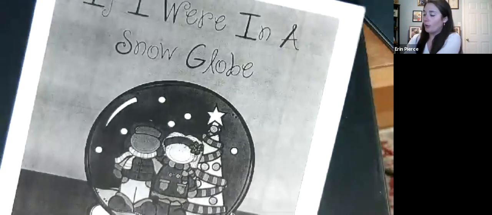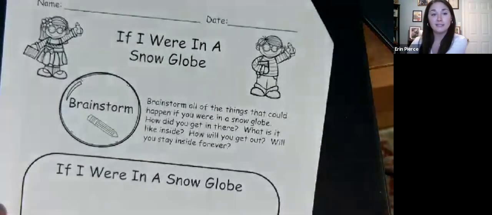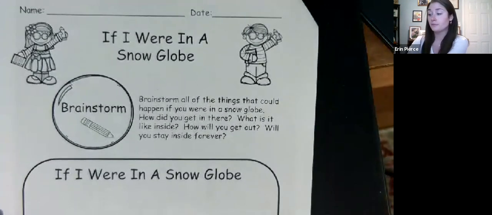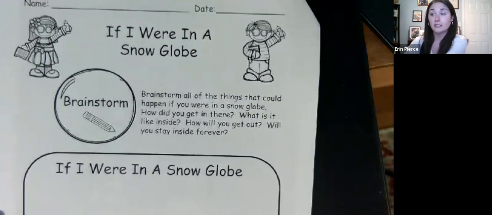You are going to be thinking about if you were stuck inside of a snow globe. So that is your writing prompt. If I were in a snow globe, if we open it up to that first page, it's on the back of that first packet page. It says brainstorm, if I were in a snow globe.